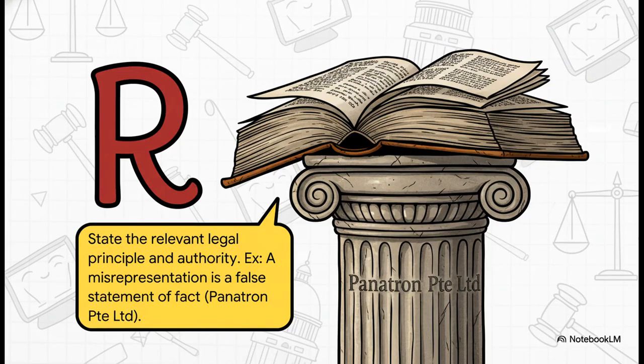Step 2, R for rule. State the relevant legal principle, and you cannot forget this, you must cite your authority. For misrepresentation in Singapore, you'd cite a case like Panatron. This proves you don't just know the law, you know where it comes from.